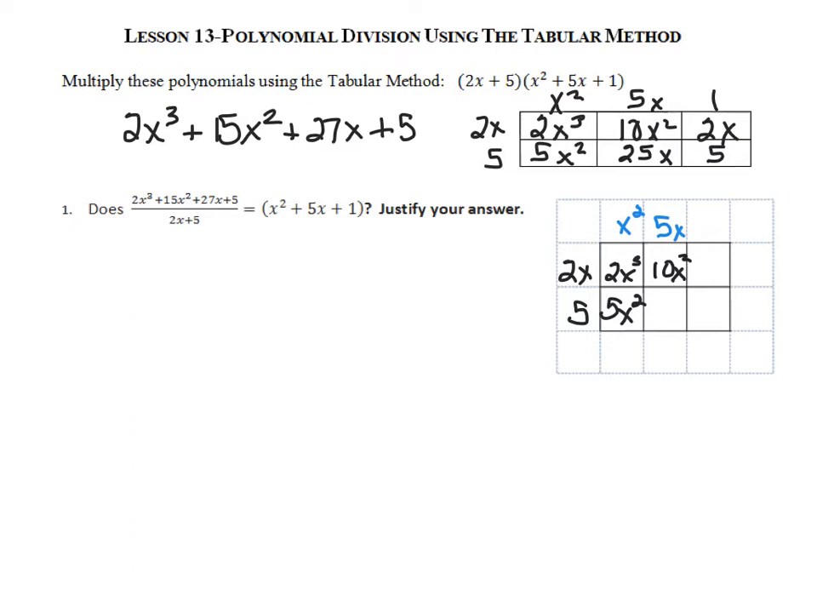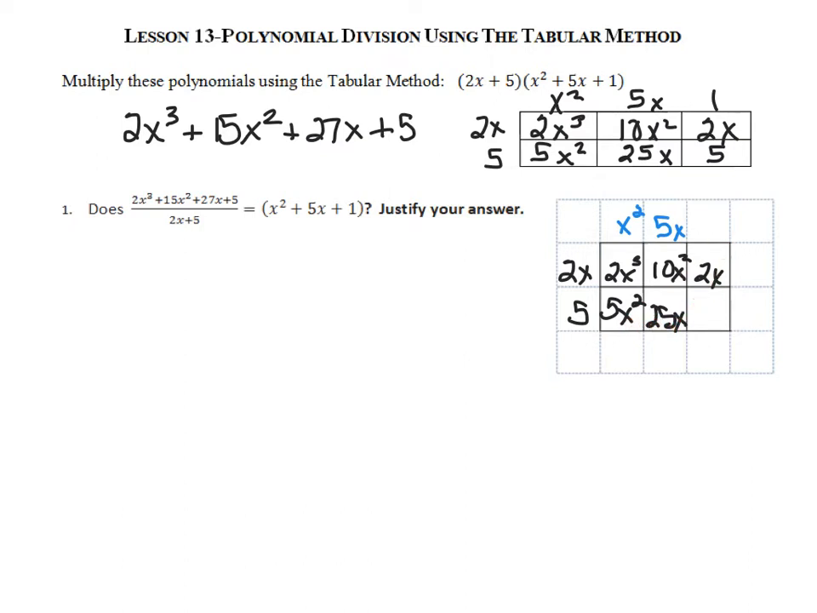So now I go ahead and multiply. 5x times 2x is 10x squared. 5x times 5, that's just giving me 25x. Again, I'm going to look along that diagonal and say that these two terms have to be like terms, and they have to add to 27x. So what's missing right here is going to be the 2x. So that along the diagonal, I do have 27x.